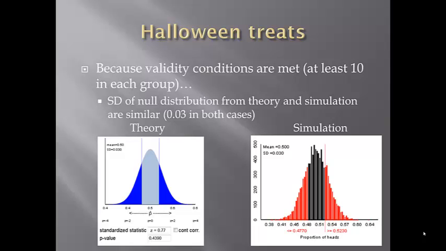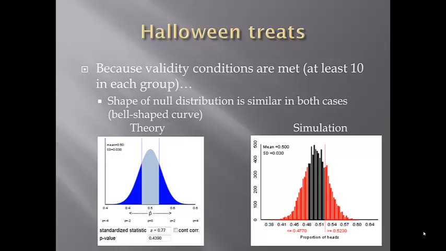For the Halloween Treats data, there are at least 10 successes and 10 failures, so the standard deviations of the null distributions from theory and simulation will essentially be the same. You can see that on these two graphs. The standard deviation is 0.03 in both cases. Similarly, the shape of the null distribution will be similar in both cases, bell-shaped curves. The center of the null distribution will be the same in both cases. They'll both be centered at 0.5.